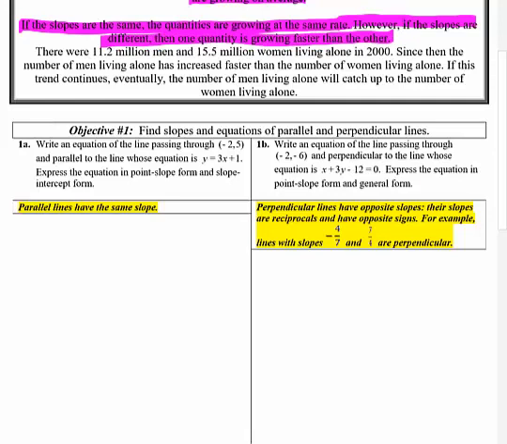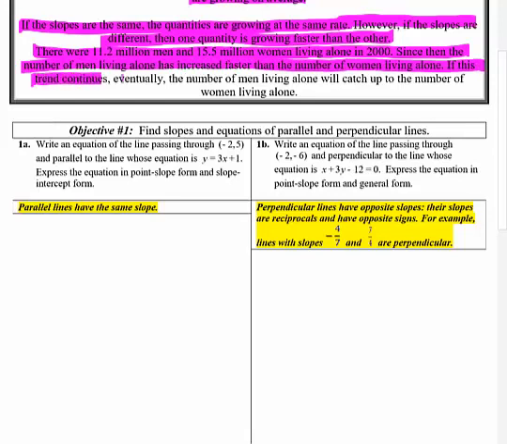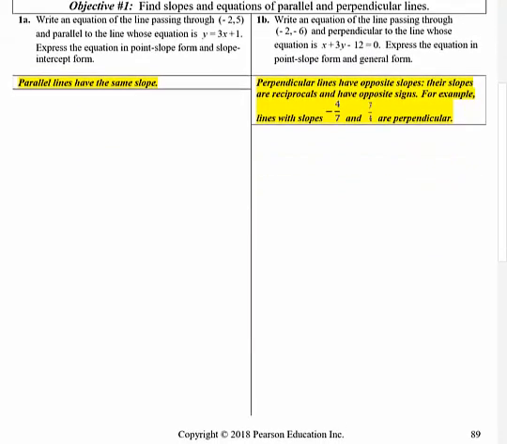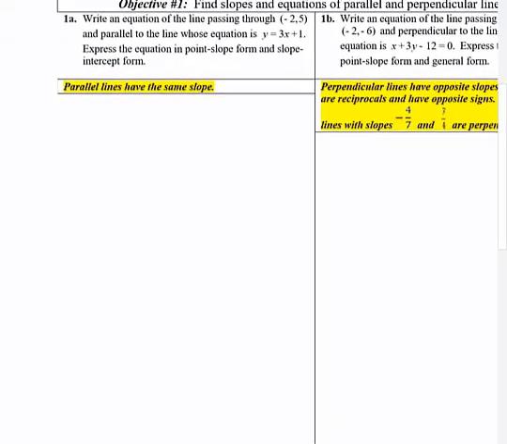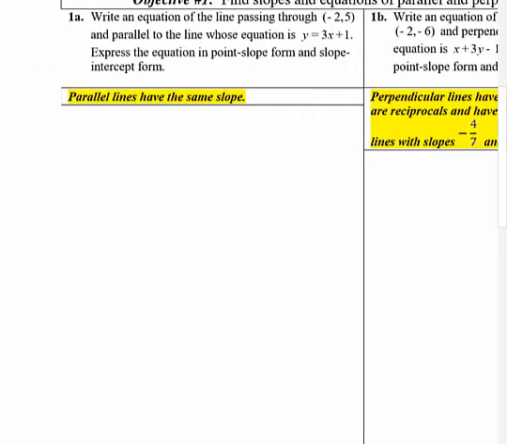If you saw two lines that had the same slope, they should be growing, or declining, at the same rate. There were 11.2 million men and 15.5 million women living alone in 2000. Since then, the number of men living alone has increased faster than the number of women living alone. If this trend continues, eventually the number of men living alone will catch up to the number of women living alone. That's kind of interesting. That's kind of the intro. This is where it could possibly be useful, if you stop caring about these problems in the middle.